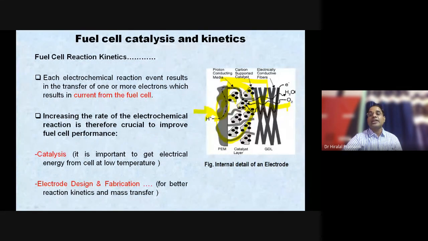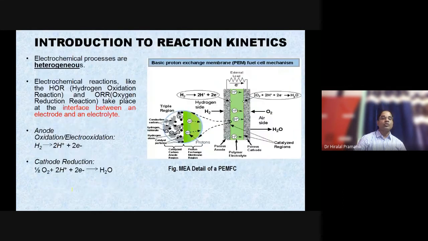So the electrolyte can never transport electrons. Similarly, a metal conductor can never conduct ions. So ionic and electronic conductivity both must be there at the catalyst layer. That is what I have tried to show here. So one is catalysis, and the second is electrode design and fabrication method; with these we can improve the performance.